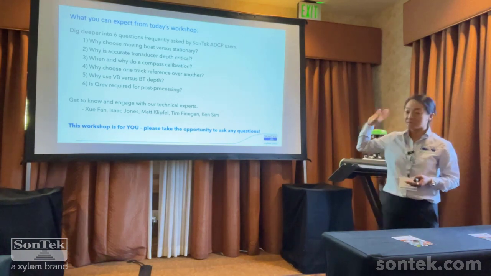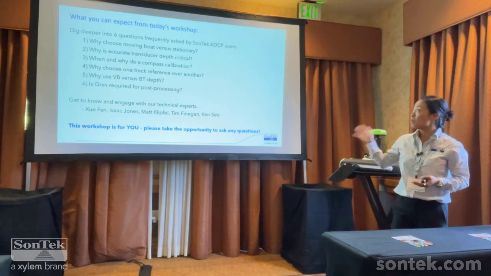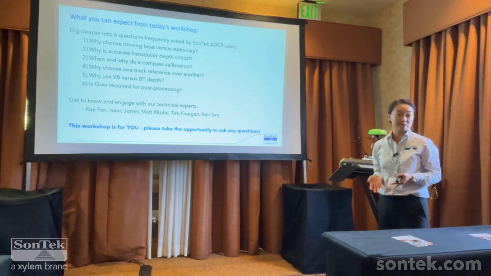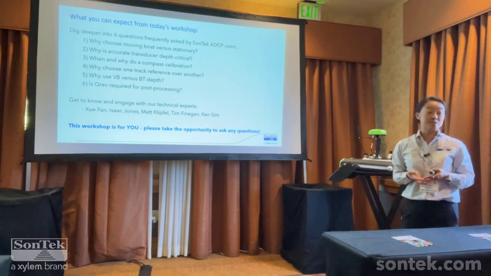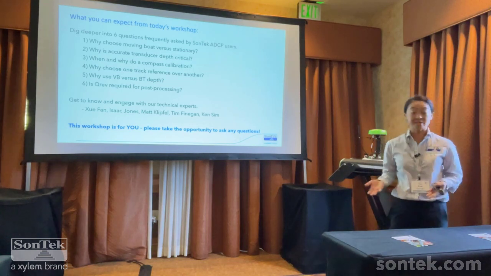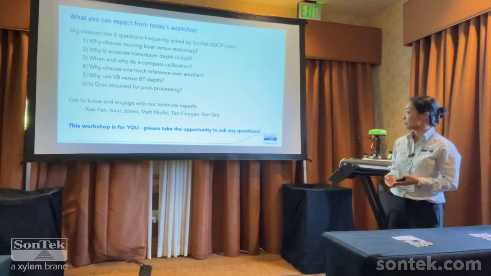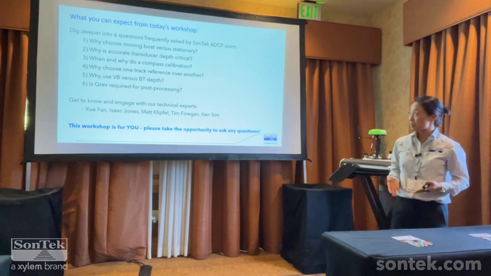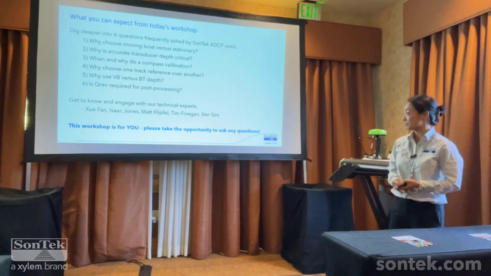So the 6 topics or questions that I'm going to cover today include: Why choose a moving boat versus a stationary method for measuring using ADCPs? Number 2, why is an accurate transducer depth critical to your measurement? When and why do we do a compass calibration? Why choose one track reference over another? Why use vertical beam versus bottom track for depth? And then finally, is QRev required for post-processing?